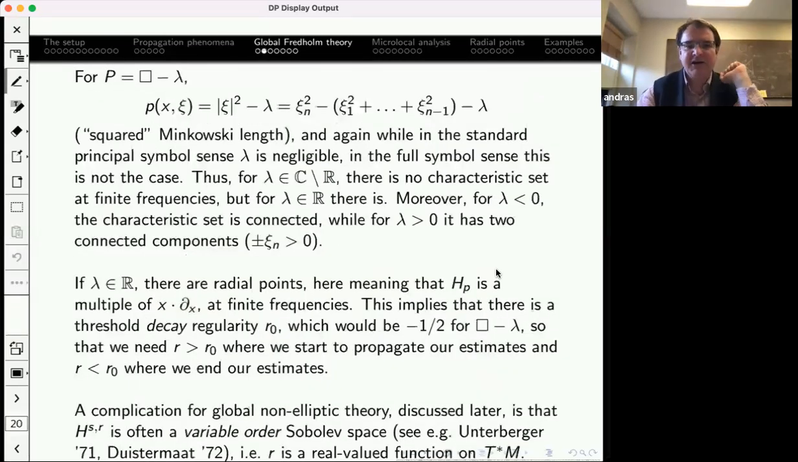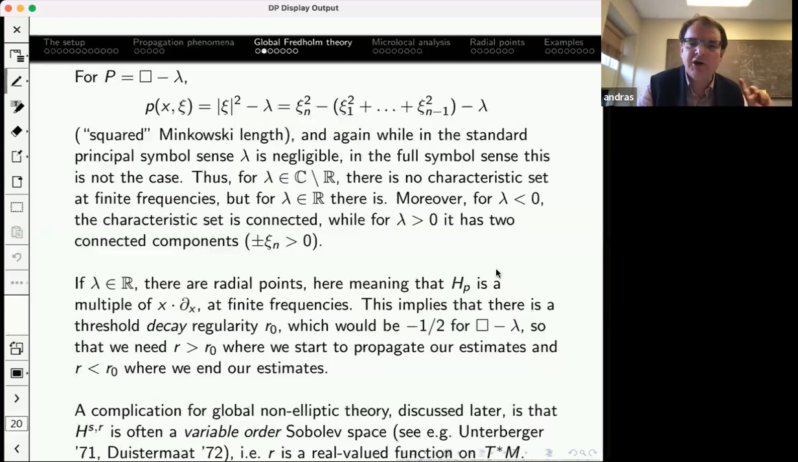For the wave operator, let's just take the standard Minkowski wave operator. Here's the analogous expression: psi squared minus the remaining psi squared minus lambda. Again, in the standard principal symbol sense, this lambda is negligible, but in the full principal symbol sense, it's not. So in particular, if you take a non-real lambda, there's no characteristic set, right? This p cannot vanish if lambda is finite size, if lambda is non-real.